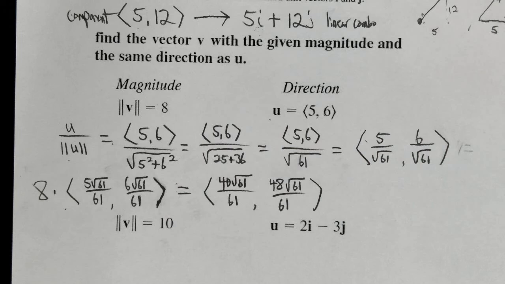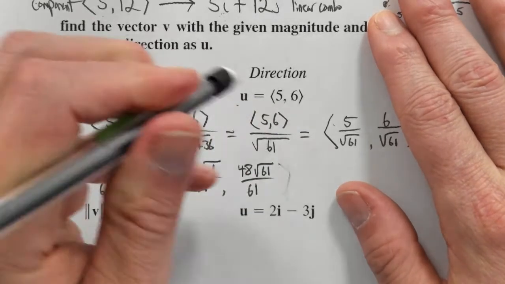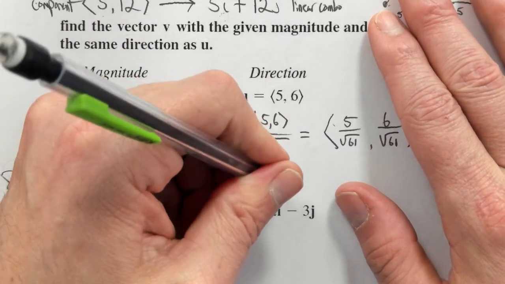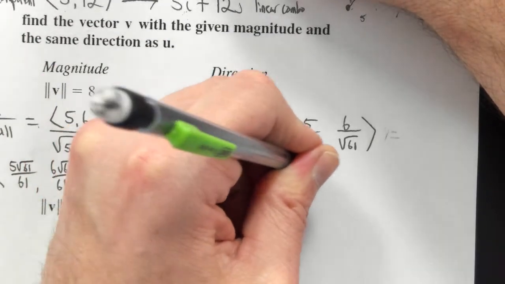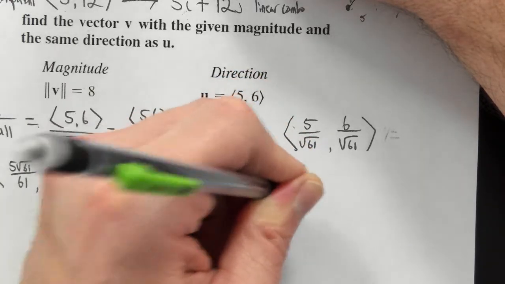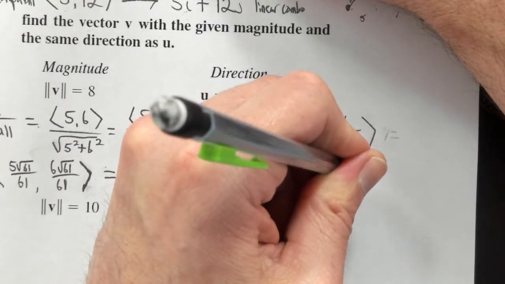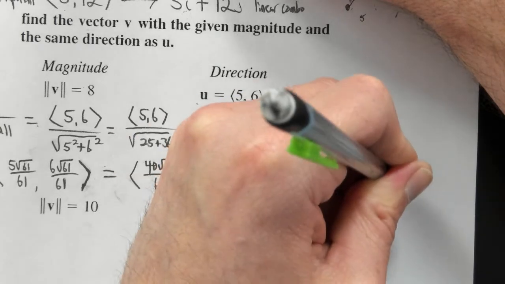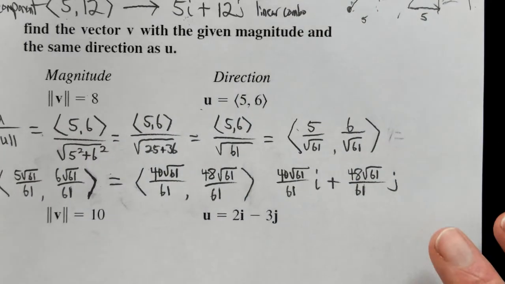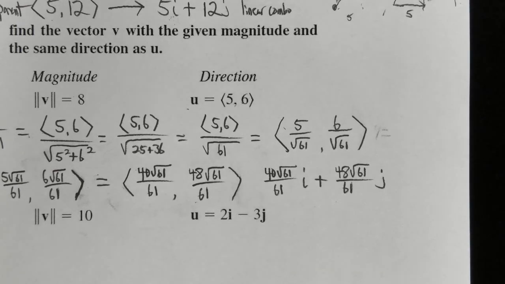And ultimately, I can take this and write it in the new form that we've just learned about, the linear combination form, and get the final answer: 40 square roots of 61 over 61 i plus 48 square roots of 61 over 61 j. So this is the answer in component form, and this is the answer in linear combination form.